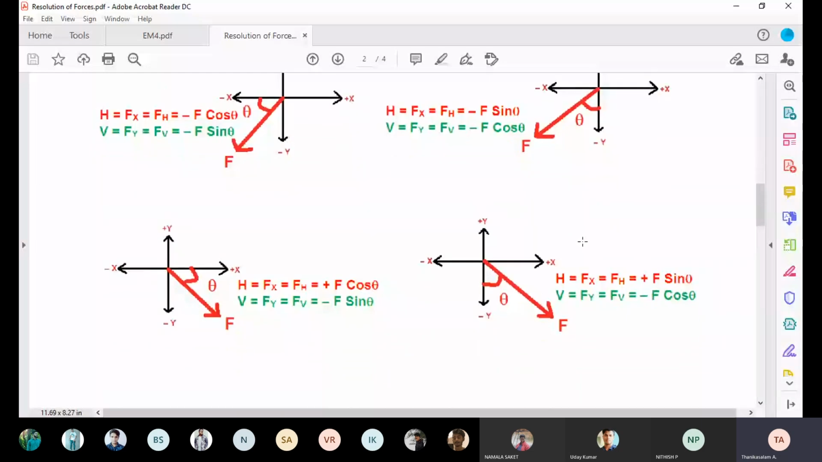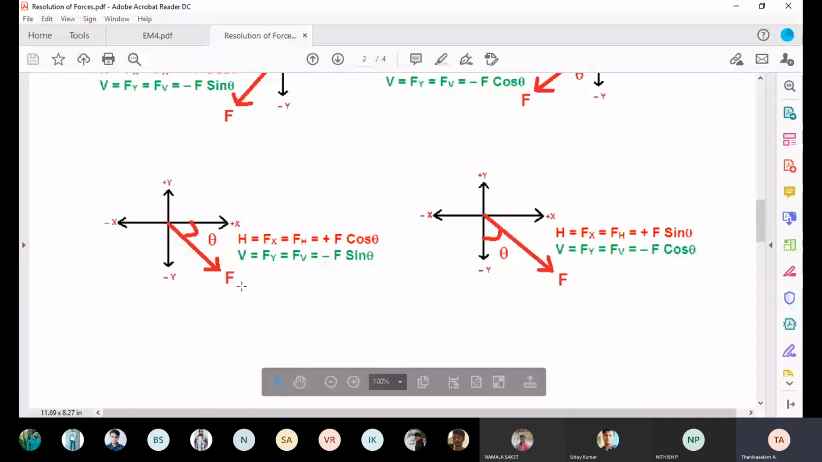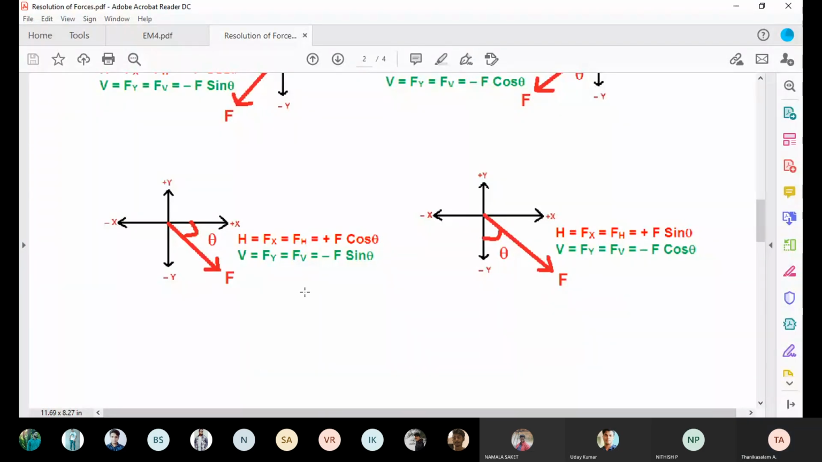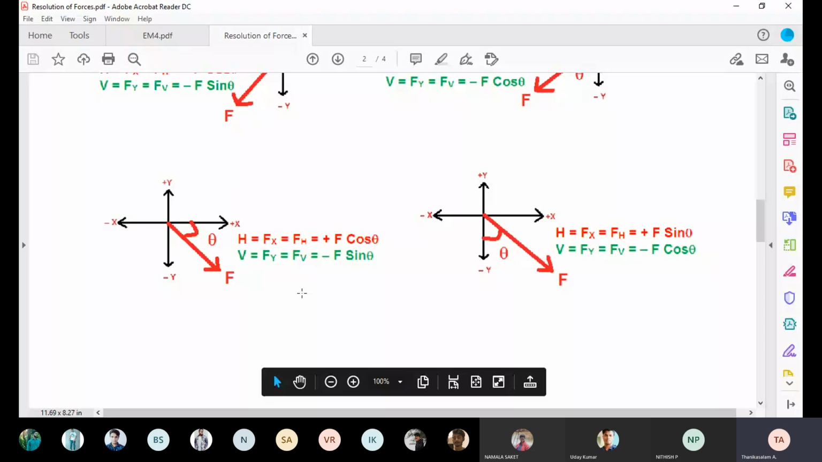Anyone? Any student other than Sajid, Nitish? Any student who can voluntarily explain the fourth quadrant? Any one of you? Uday Kumar, are you there? Okay, anyone? Okay, Nitish, you can explain the fourth quadrant.